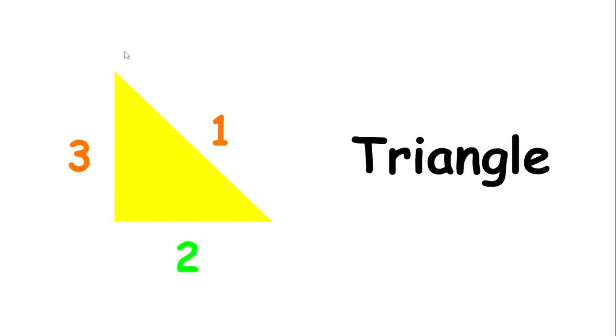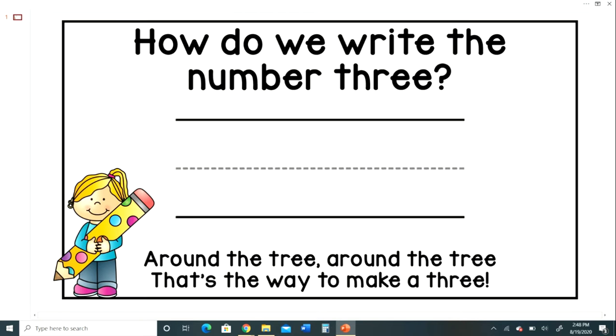Now let's look at how we write the number 3. How do we write the number 3? Around the tree, around the tree. That's the way to make a 3. Let's try it again. Around the tree, around the tree. That's the way to make a 3. Now it's your turn to say it. Let's see if you can say it this time.